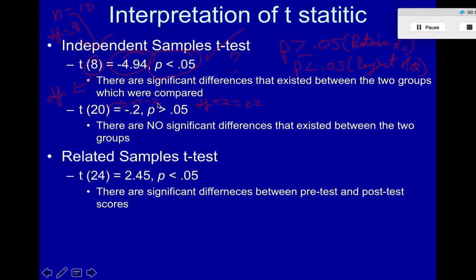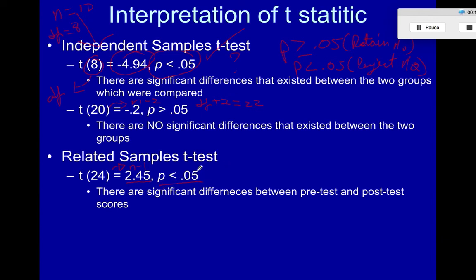Now, for a related samples t-test, you may encounter something that looks like the following. In our particular case, with the example that we just completed, we would format our results as follows. Lowercase t, open parenthesis, my degrees of freedom. Now remember, for related samples, my degrees of freedom are always n minus 1. So in our case, we took sample size, which was 25, minus 1 to give us 24, equals my statistic and my p-value associated with my stat.